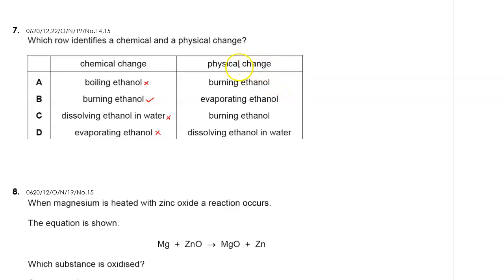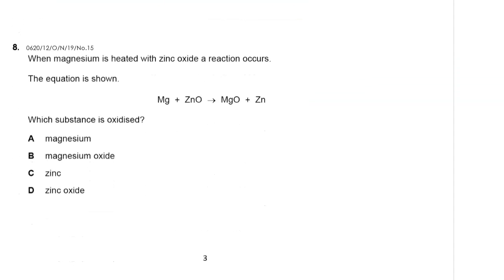Let's see a physical change. Burn ethanol is a chemical change, it's not a physical change. Evaporate ethanol, this is a physical change. Burn ethanol, chemical change. Dissolve ethanol in water, this is a physical change. So both chemical and physical change. Which row? The row is B. So B gives us both a chemical and a physical change.